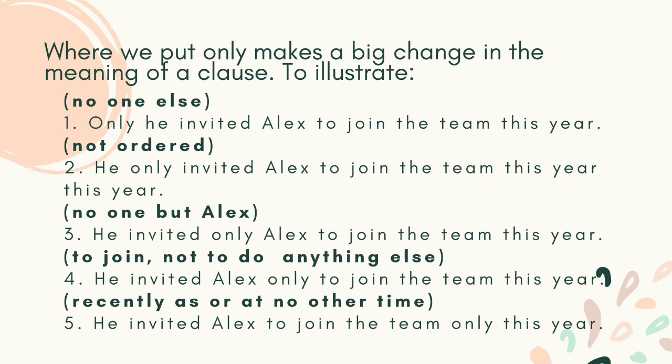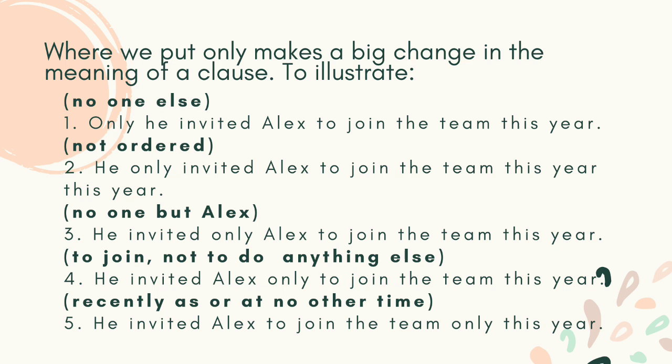There are 5 clauses that have only, and every clause is the same but has a different meaning when only is moved. First is: only he invited Alex to join the team this year. So this means that no one else invited Alex, it's only he who invited him. Next clause is: he only invited Alex to join the team this year. It means that he only invited Alex and did nothing else, such as ordering him.